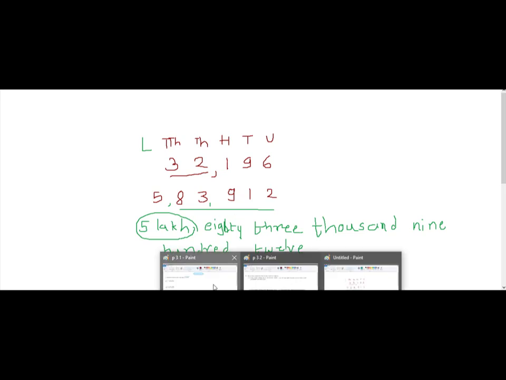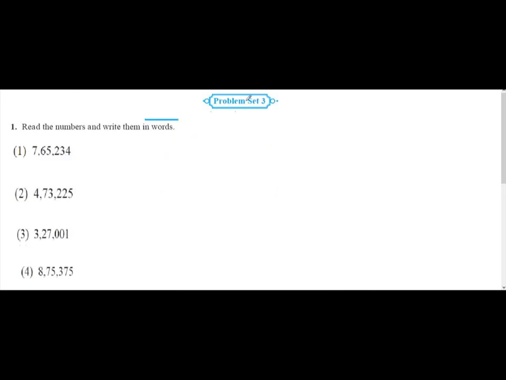We are going to see the problem set now. See here, problem set 3 is there and we are going to solve it. Read the numbers and write them in words. First of all, how many digits are there? See here, 1, 2, 3, 4, 5, 6. This is a 6-digit number. This is the unit place, tens place, hundreds place, thousands place, 10,000 place, and this is the lakh place.